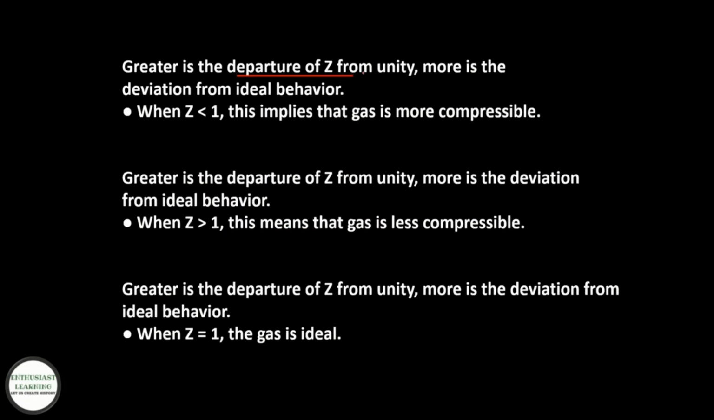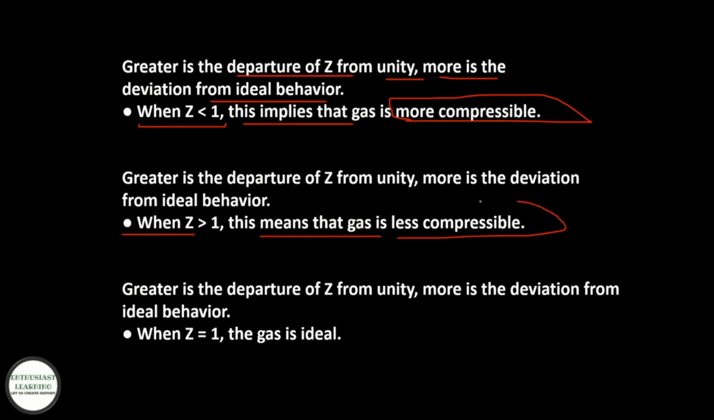Greater is the departure of Z from unity, more is the deviation from ideal behavior. When Z is less than 1, this implies that the gas is more compressible. When Z is greater than 1, this means that the gas is less compressible. When Z is equal to 1, the gas is ideal.